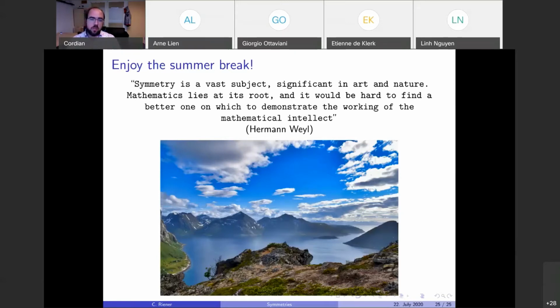I hope that you were able to at least get more understanding of the beauty of symmetry and its significance, not only in art and nature, but also in polynomial optimization, and get some of the ideas why mathematics lies at its roots and how one can actually use mathematics to simplify problems that are symmetric. But more importantly, I hope you all enjoy the summer break, and thus I added a small picture of nature around here, a little bit less symmetry, but maybe more beauty even here. Thank you very much.